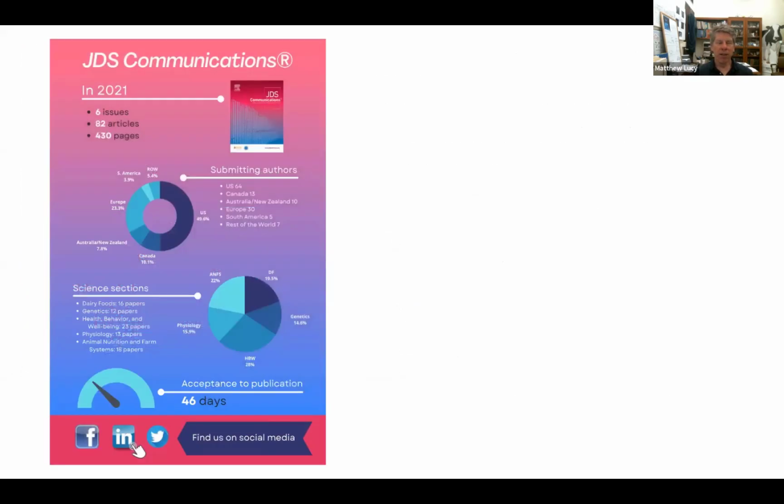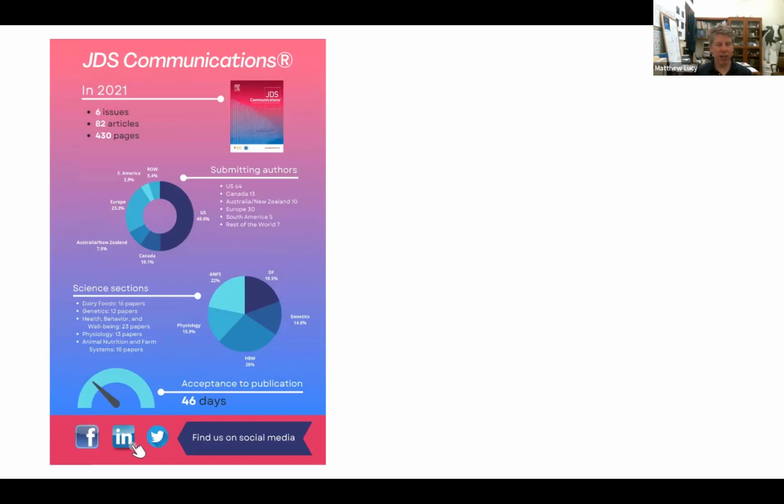So where we are now, this is an infographic that Susan Pollock put together along with Louise Adam. Basically in 2021, we published 82 articles. You can see that the majority of our submissions are from the United States and Canada, but we also have submissions from Europe and other parts of the world. And our papers are generally distributed equally across all the different sections, the foods, genetics, and the health, and physiology, and animal nutrition.